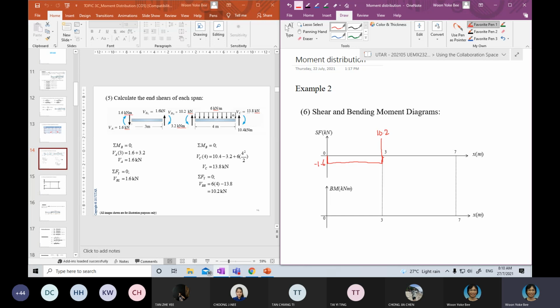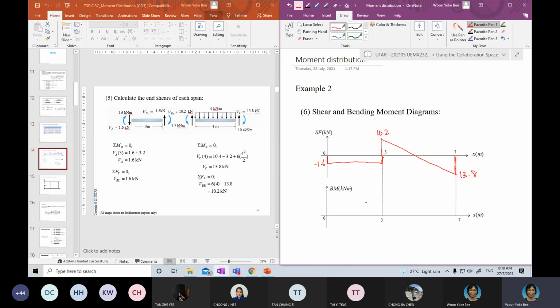Now, you have a uniformly distributed load. As we go, you'll be going down this way, and then finally you have 13.8. All these you have already learned in your SA1. I think Dr. Woon has done a very good job in teaching you how to draw this.